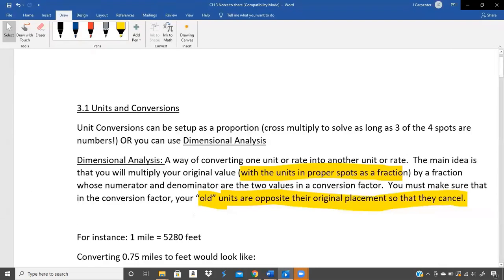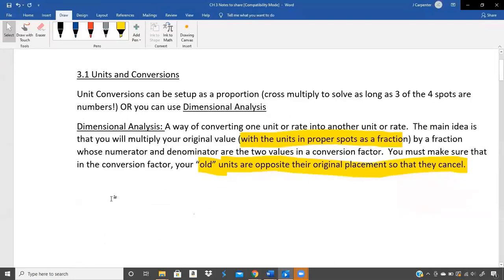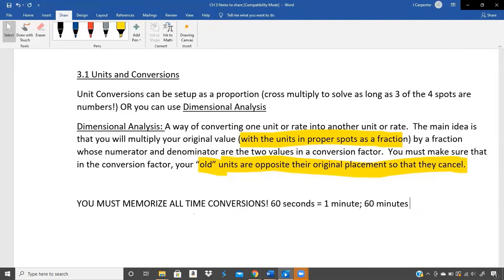So before we get to this example, I said that I will not make you memorize most conversion factors. The only ones that I do ask you to memorize are time. All caps, you must memorize all time conversions. Specifically, the fact that 60 seconds is a minute, 60 minutes is an hour, 24 hours a day.